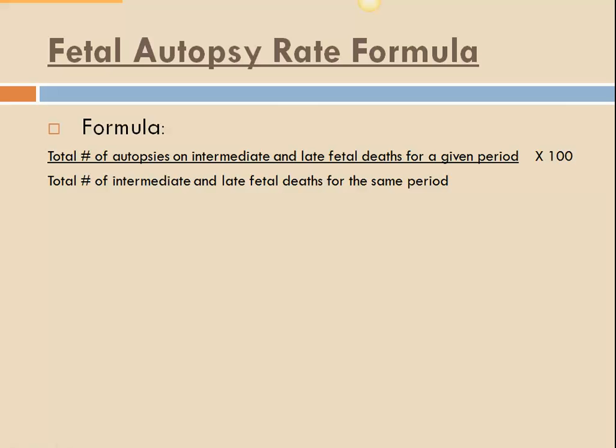The rate for calculating fetal autopsies is the total number of autopsies that are done on intermediate and late fetal deaths for a given period, divided by the total number of intermediate and late fetal deaths for that same time frame. And you'll need to review in your textbook or on the previous tutorial how you differentiate between intermediate and late fetal deaths.